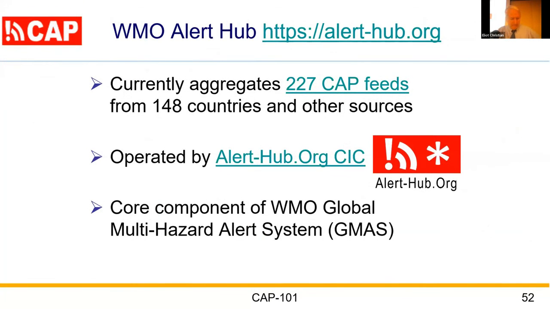Also, the WMO Alert Hub, another CAP alert hub at global scale. It now aggregates emergency alerts from 227 CAP alert feeds published by 148 countries/territories and other sources. This link will take you to those that are currently active. I will note here it's operated by my company, alerthub.org CIC. CIC means Community Interest Company. It's a nonprofit on behalf of the U.S. government support to WMO. A WMO Alert Hub is also a core component of WMO's Global Multi-Hazard Alert System, GMAS, and I think you'll hear more about that from WMO later in the workshop.